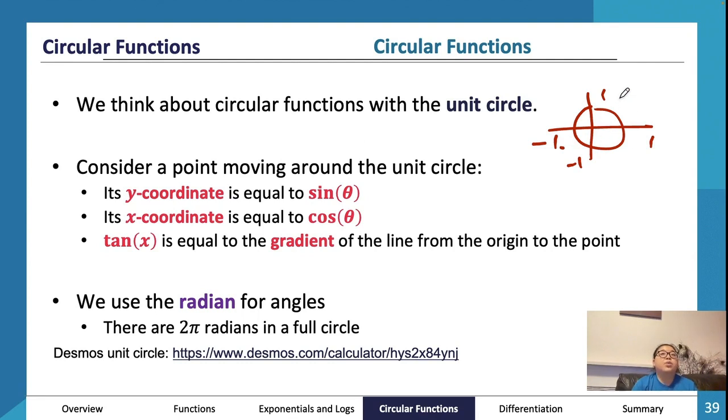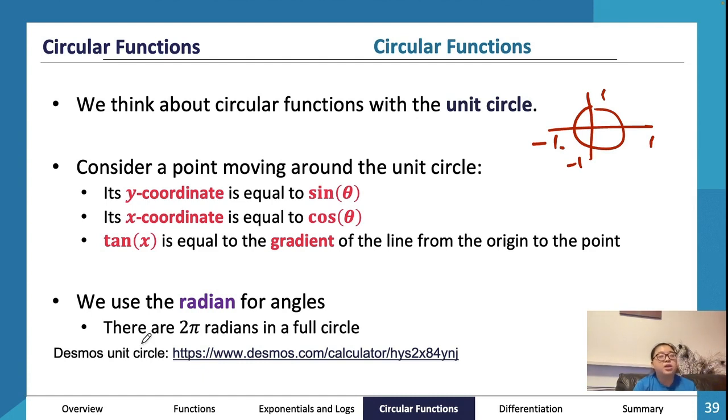In a unit circle, the easiest way to think about it is the y-coordinate is the sine and the x-coordinate is the cos. And then the tan is the gradient, so y over x. In methods, we just use radians for angles, okay? Like in 1, 2, you would have used degrees sometimes, but for 3, 4, generally everything is in radians.